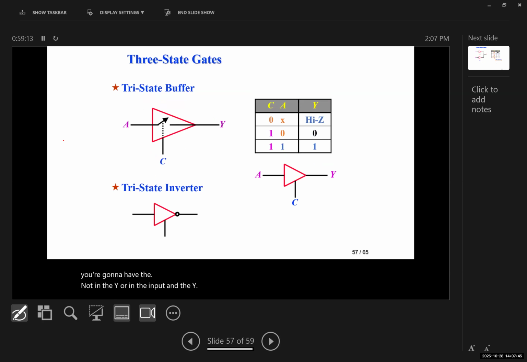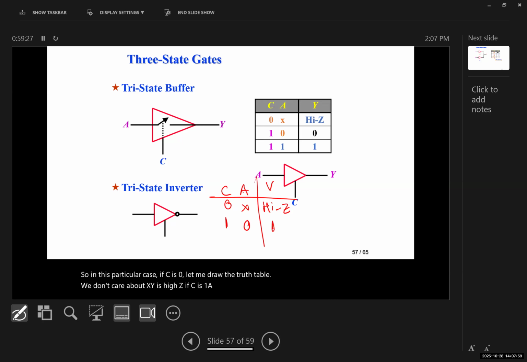So in this particular case, if C is 0, let me draw the truth table. We don't care about A, Y is high Z. If C is 1, A is 0, Y would be 1. If C is 1 and A is 1, Y would be 0. So Y would be the opposite of A.